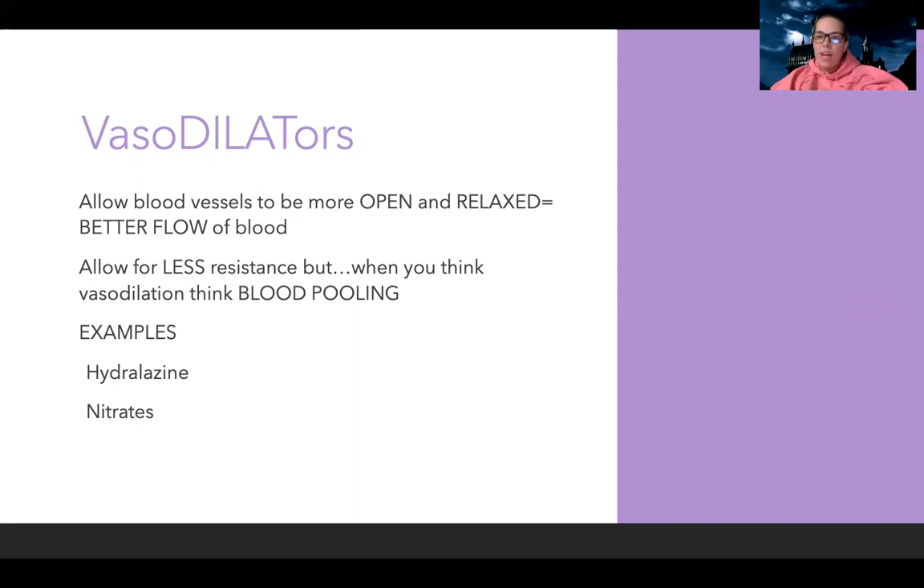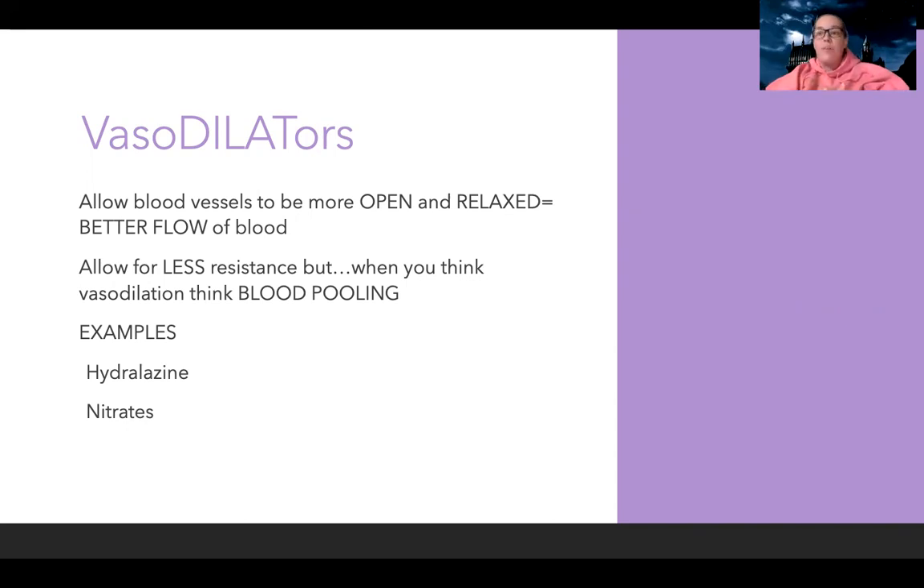But when you think vasodilation, think blood pooling, and this will make a lot more sense. Think of it this way: if I'm sitting on an airplane with my feet dangling for hours, they always say you're at risk for blood clots. That's because blood is pooling in your legs, because there's more resistance that your legs have to overcome to push that blood back up to your heart. So it sometimes just pools down there. And that's what happens with vasodilation.